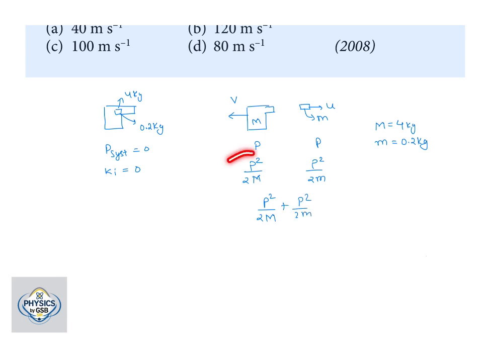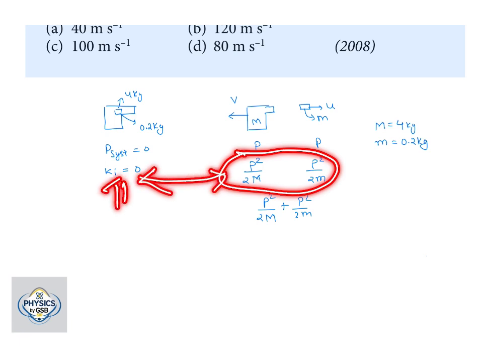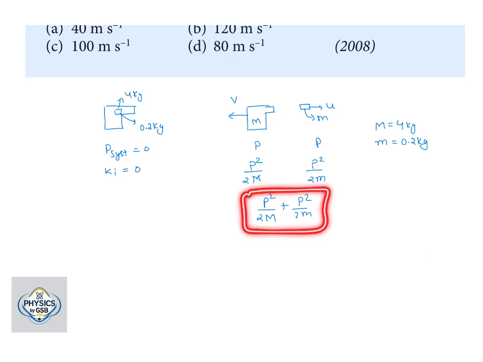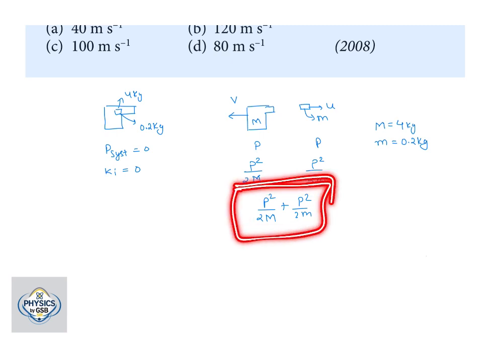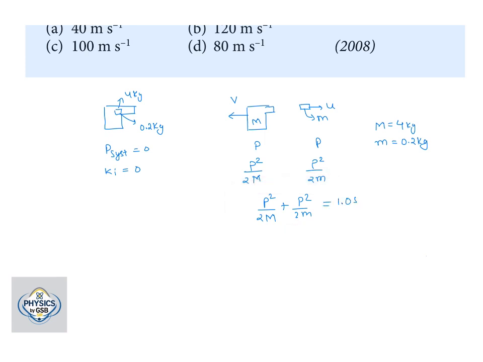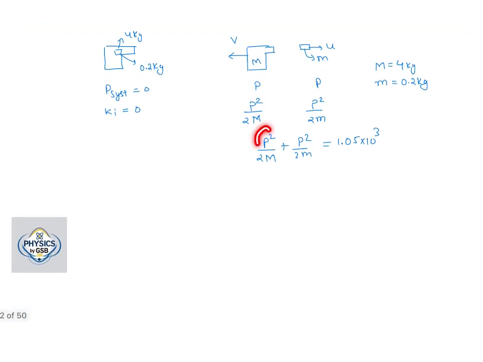So whatever is the final kinetic energy, that will be the difference in kinetic energy because the initial kinetic energy is 0. So this is the difference in kinetic energy or increase in kinetic energy, which is nothing but the energy released in the explosion, which has been given to be 1.05 into 10 to the power 3 joules. So let's solve this to calculate this p. So p square by 2, I am taking common. So this is 1 upon capital M plus 1 upon small m, which will be equal to 1.05 into 10 to the power 3.